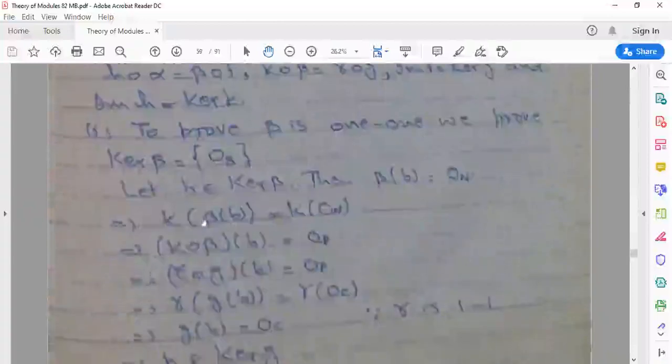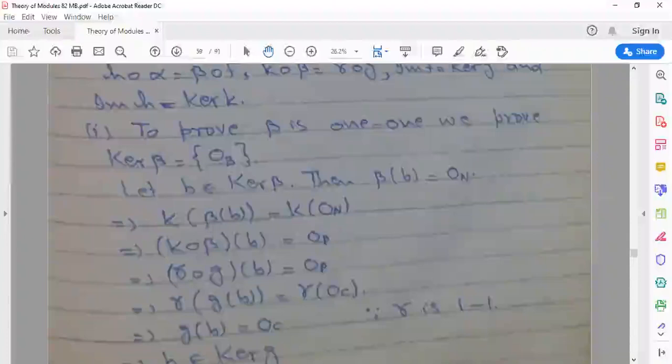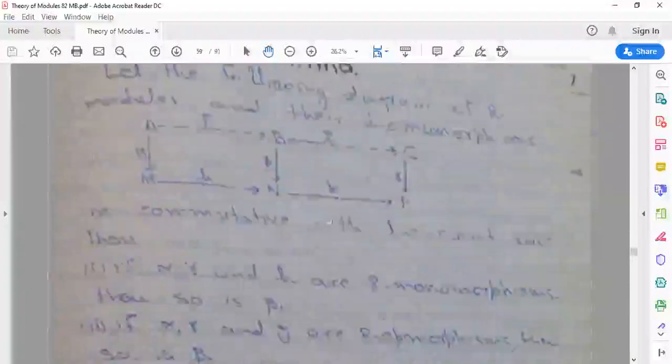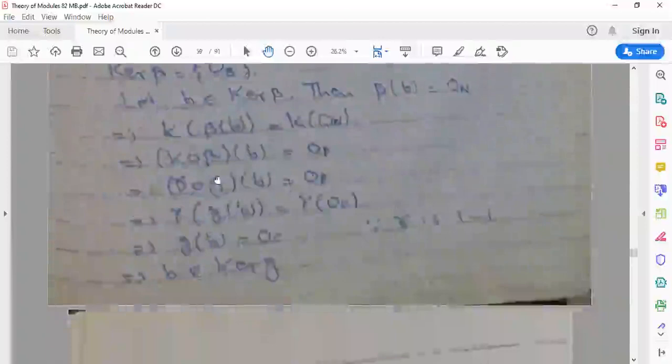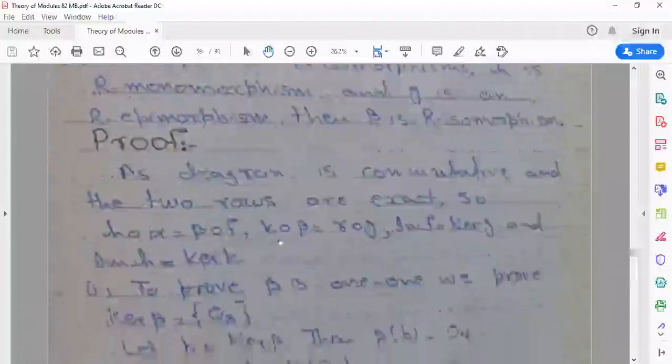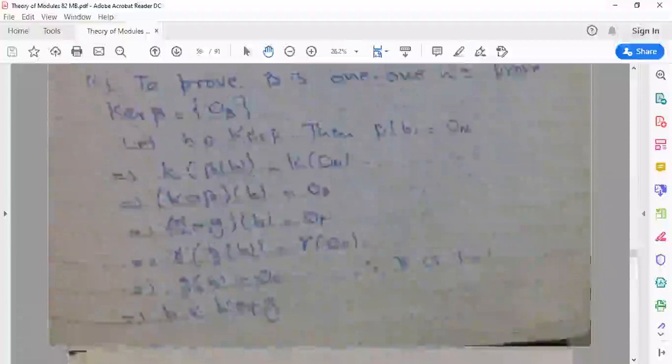After this we combine these two by using composition of functions. So k composition beta of b is equal to k of 0, which is equal to the identity in P, because k is defined from N to P. When we assign the identity to k, the result will be 0 in P. After this, k composition beta is equal to gamma composition g, by the hypothesis.